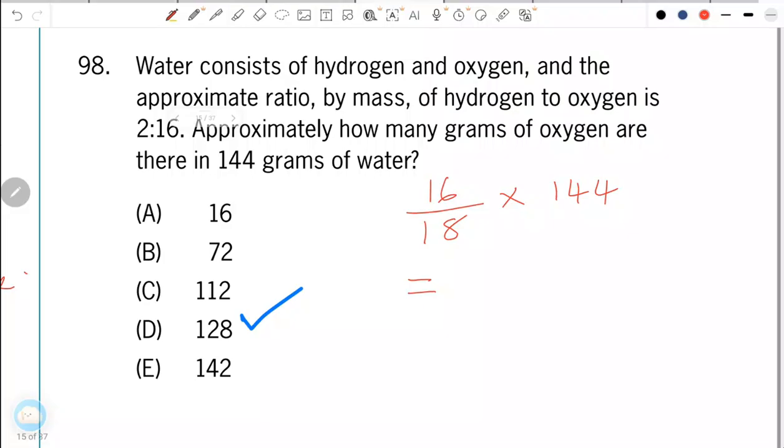Now it's up. So how many grams of oxygen are there? I've solved for H, it is 16. So if H is 16, O equals 8H. So 16 times 8 is 128. This time I'm able to get 128. It's correct. Okay.